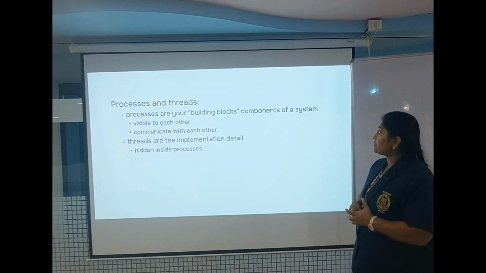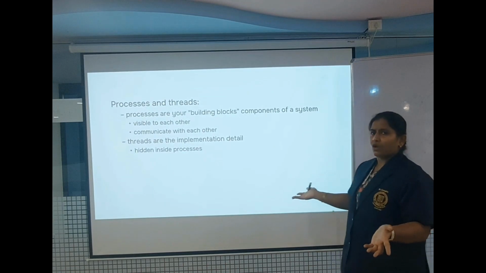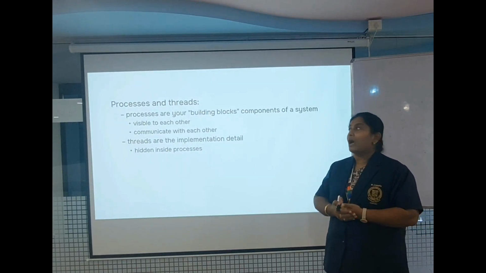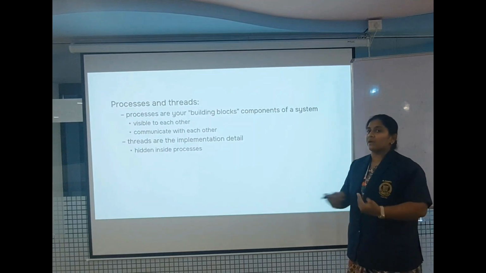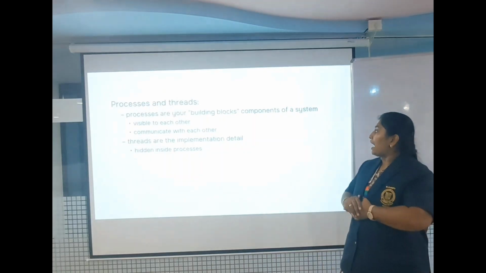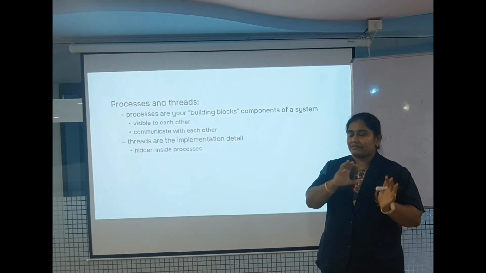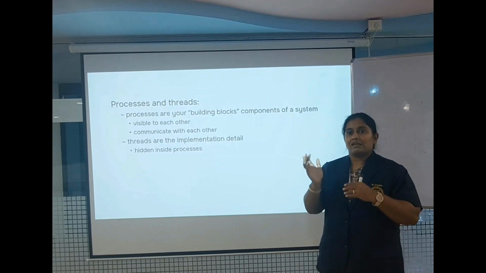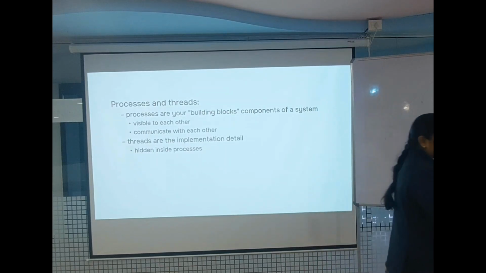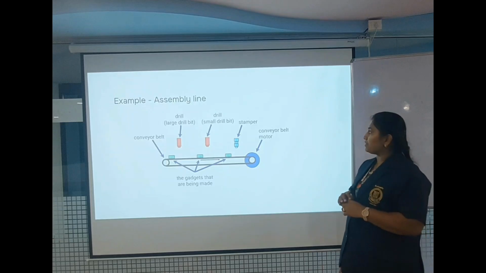So processes, like you can see, are basically visible to each other. All the application processes are visible to one another. However, they can communicate with one another, but the resources of the process are localized. And the threads are the implementation details. What is a thread? A thread is just the code that is present inside the process. So we will see one good example where this can play out in a system.